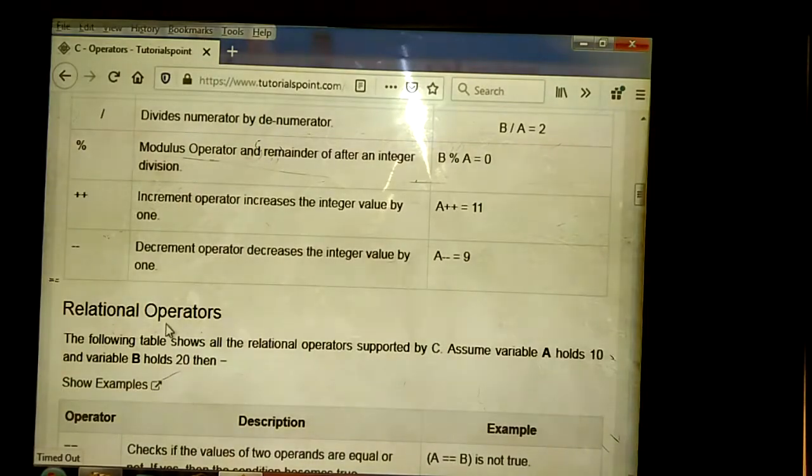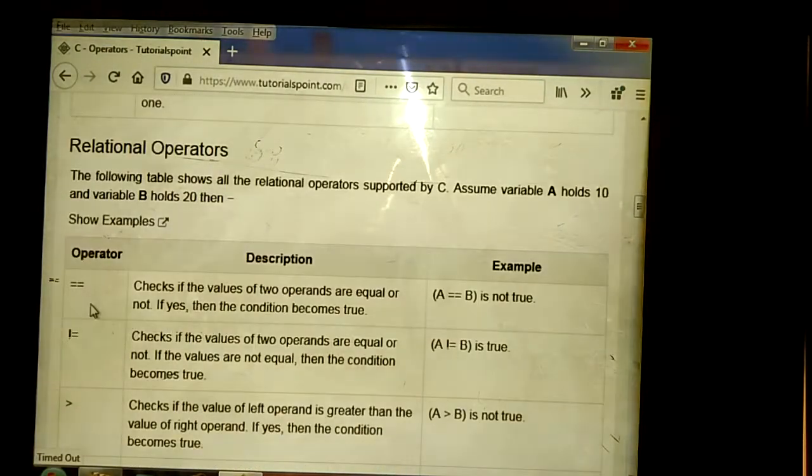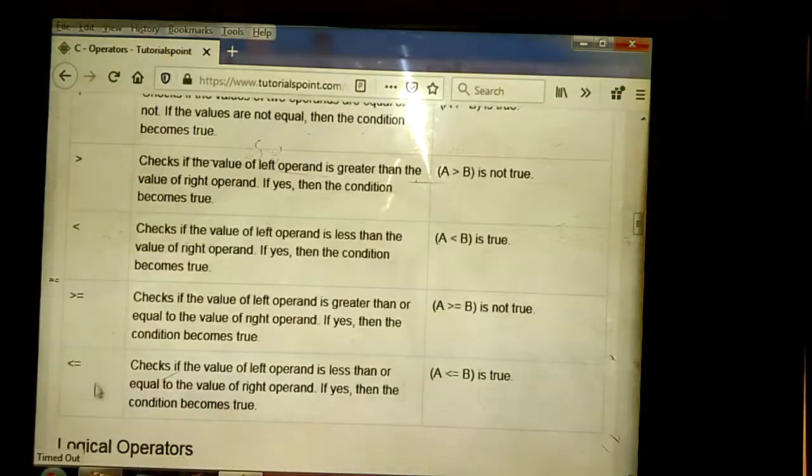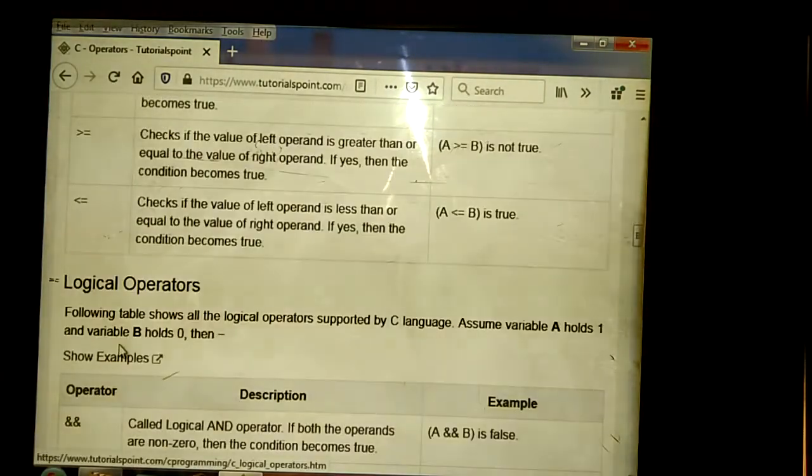This is the use of the relational operators. In relational operators, how many symbols are we going to use? Equal to, not equal to, greater than, less than, greater than or equal to, less than or equal to. These are the symbols we use in the relational operators. Next we have the logical operators.